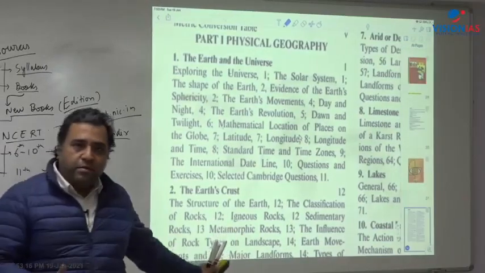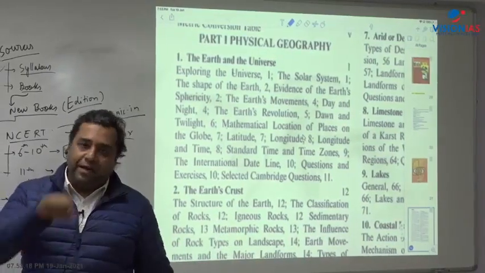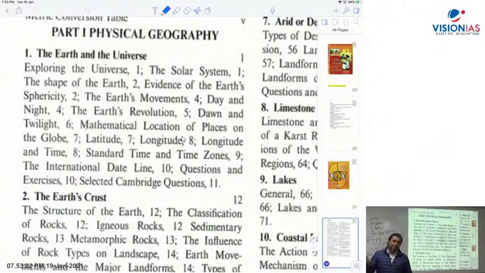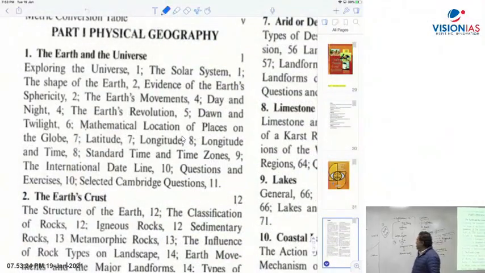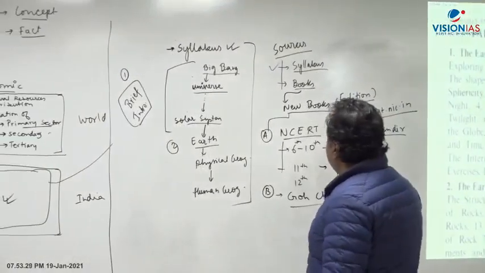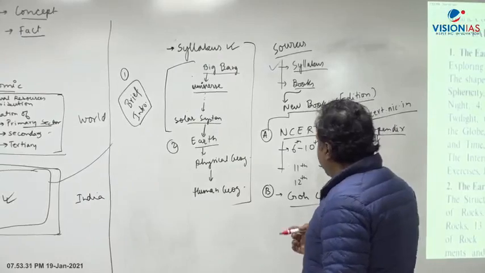And your class 6th NCERT, where it talks of the solar system, and the latitude, longitude, and the movement of the earth. So those 3 chapters from class 6 and this chapter, we'll be starting in the next class.